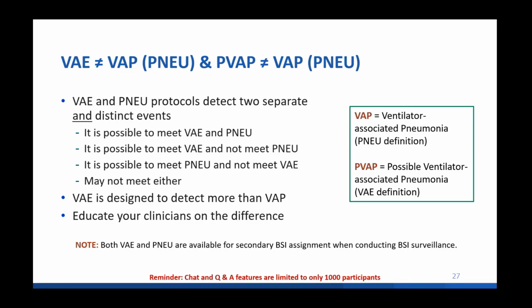I would like to briefly go over some key differences between VAE and pneumonia NHSN definitions, which Jennifer will be going over later this afternoon. VAP is ventilator-associated pneumonia, and it's a pneumonia definition, whereas PVAP is a possible ventilator-associated pneumonia, which is part of the VAE definition. VAP is more limited in scope as it only identifies ventilator-associated pneumonia compared to VAE, which is designed to detect more events associated with mechanical ventilation.